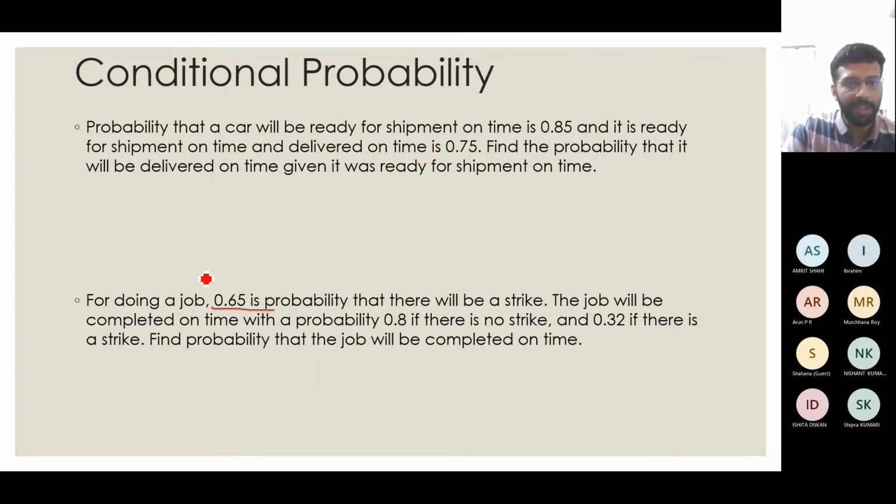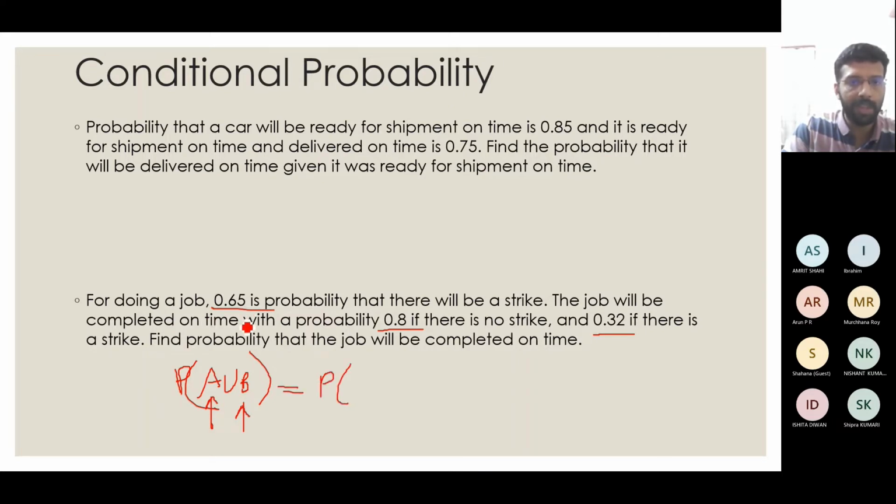0.65 is the probability that there will not be any strike, and in case there is no strike, the job will be completed with a probability 0.2, and in case there is a strike, it will be completed with a probability 0.32. So now you are supposed to find out the probability that it will be completed on time. This is like finding the probability of something like A union B, where A is that there is a strike and the job got completed, and B is that there was no strike and the job got completed.